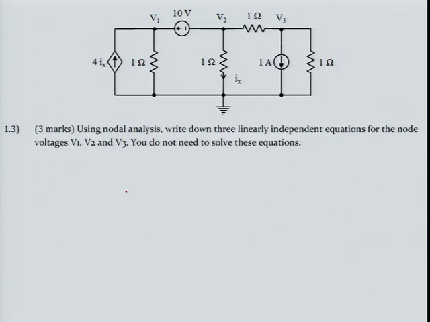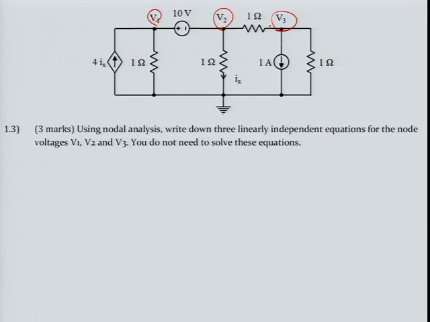So here we identify the ground, well it's already done for us, plus 3 nodes, V1, V2 and V3, the 3 nodes and they're labelled. So we first, well, yell out an equation.